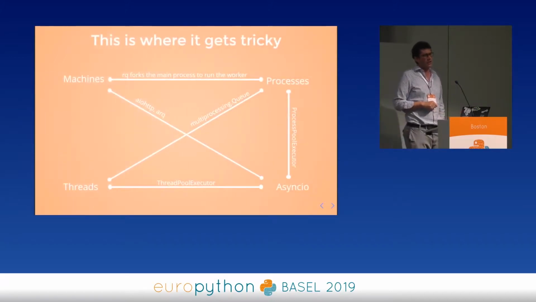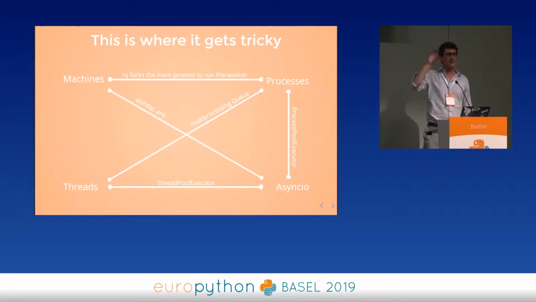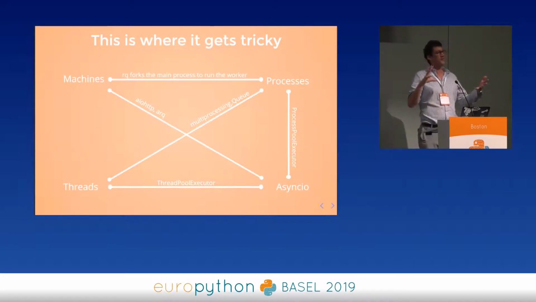The point where it gets really tricky is where all of these 4 levels of parallelism interlink with each other. So machines: the RQ example I showed you, RQ actually does forking in the background to run its worker. The multiprocessing joinable queue that I showed you is in fact using a thread in the background to put things into the queue. Async IO has ThreadPoolExecutor and ProcessPoolExecutor that I'll show you in a minute. Machines, when they're communicating with each other because it's networking, you then want to go into the async IO world, and there's ARQ and AIOHTTP that do that. But all of these things interact, and so it can get a bit confusing kind of where we are.